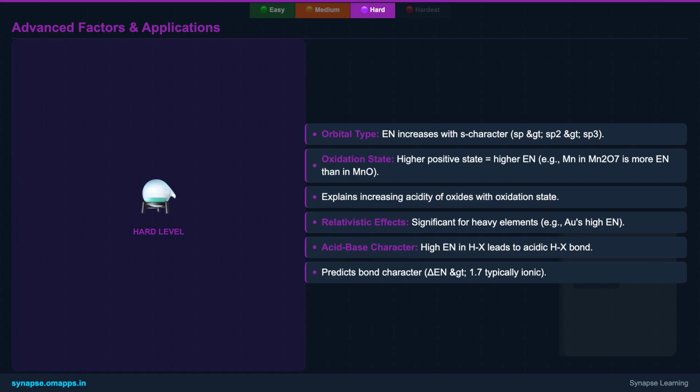Similarly, an atom in a higher positive oxidation state will be more electronegative because its nucleus exerts a stronger pull on electrons due to reduced electron-electron repulsion. These nuances are vital for predicting chemical properties like the acidity of oxides or the reactivity of various compounds. Even relativistic effects in heavy elements can alter expected trends, adding complexity to the picture.